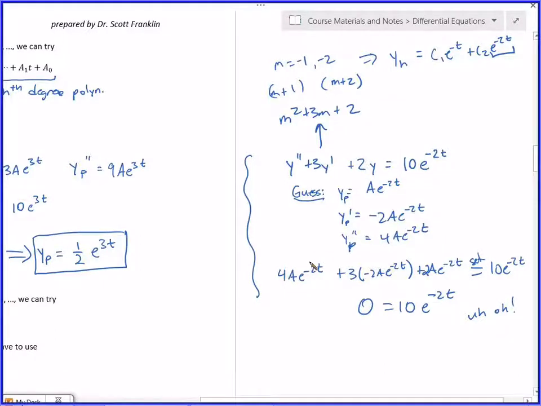So, how do I guess better? Answer: throw in a t. Do you remember how we just threw in a t whenever we had repeated roots? So if I throw in a t now, I know that this thing is not a solution to the homogeneous because negative 2 is not a repeated root.